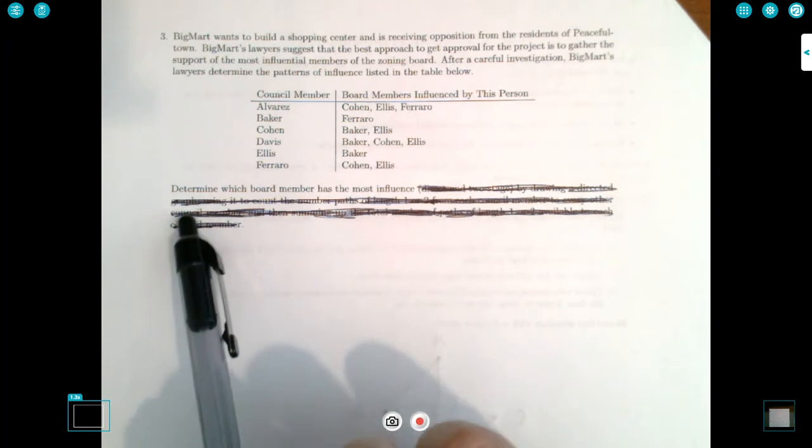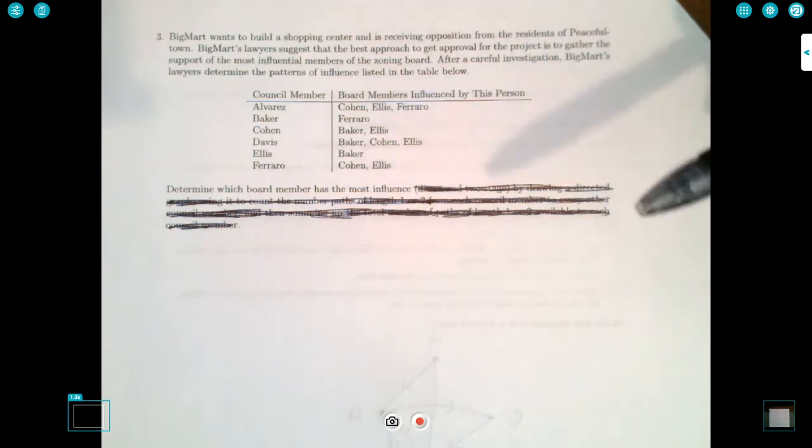So Alvarez has influence over Cohen, Ellis, and Ferraro. Baker has influence over Ferraro. Cohen has influence over Baker and Ellis, and so forth, right? We're supposed to determine which board member has the most influence. Well, just at first glance, looking at this chart, Alvarez has influence over 3 people. Davis also has influence over 3 people. Everyone else only has influence over 1 or 2 people. So you might think, well, Davis and Alvarez are tied. They have an equal amount of influence.